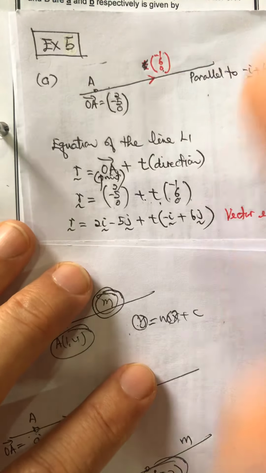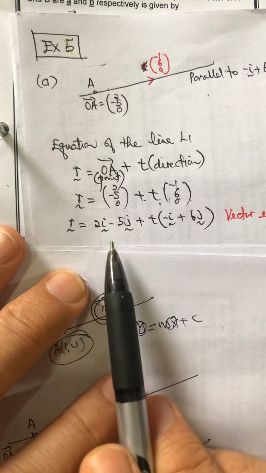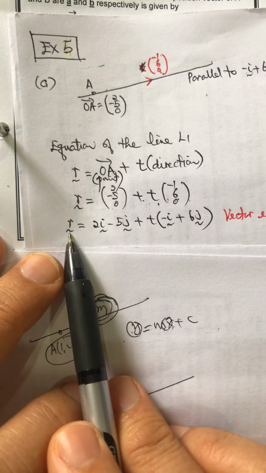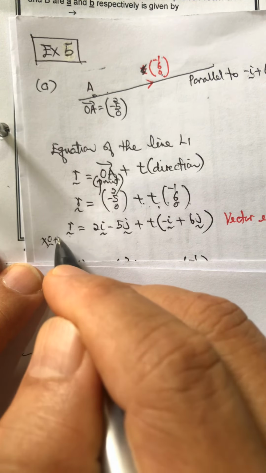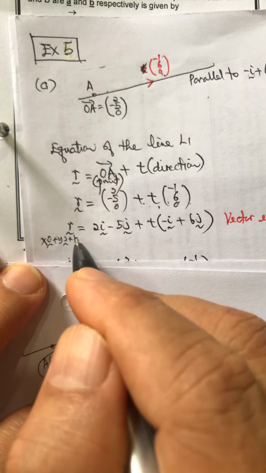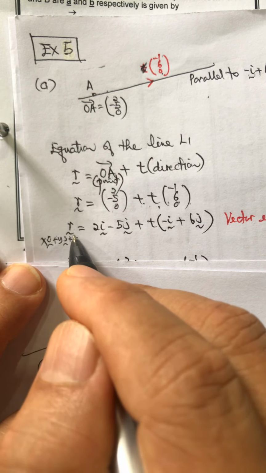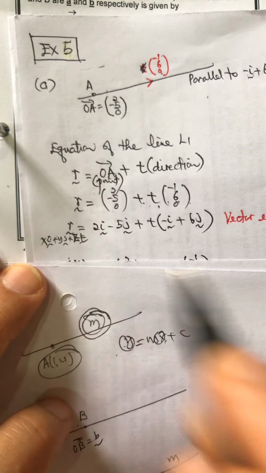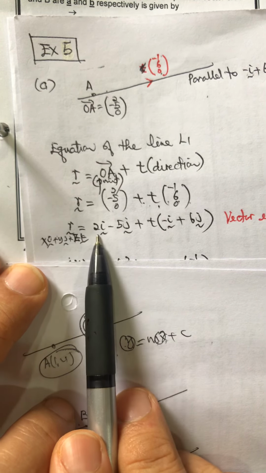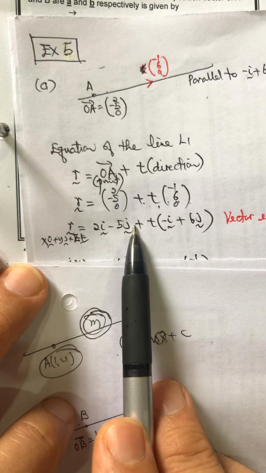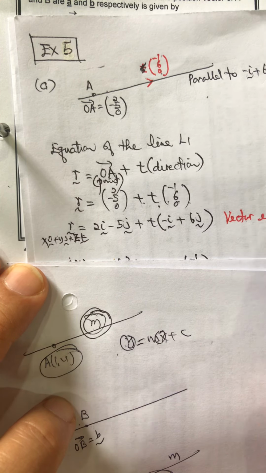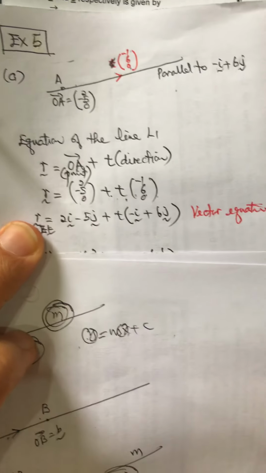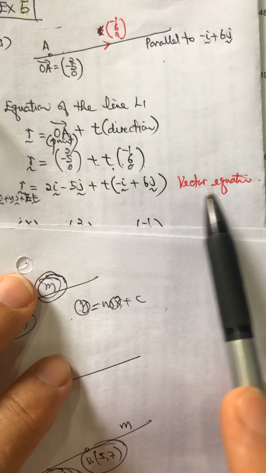So when you write like this, r is actually xi plus yj plus zk. So it's 2i minus 5j plus 0k, plus t, and then all this. So this is called a vector equation.